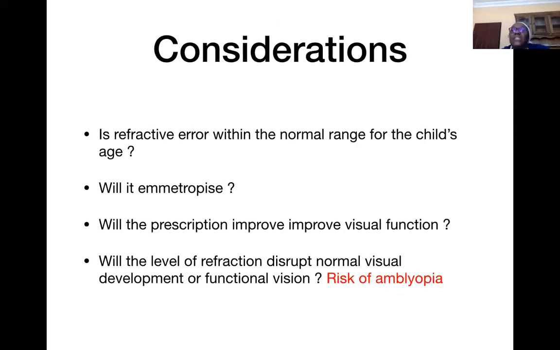At this age, where you're expecting emmetropization, you have to consider this prescription. If I give this child this prescription, will it improve his visual function? Will it be useful? And will the level of refraction disrupt the normal visual development of functional vision? And then you have to think of the risk of amblyopia if you don't give this prescription. You know, the earlier you treat the refractive error, the better, because of the risk of amblyopia.